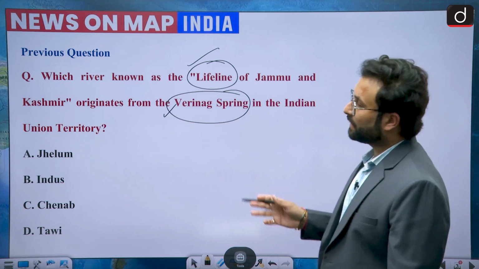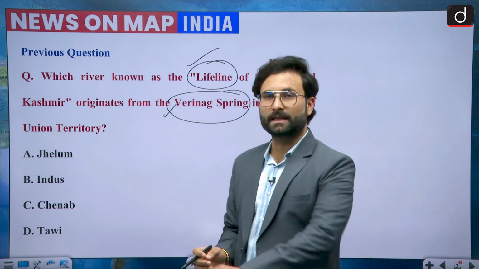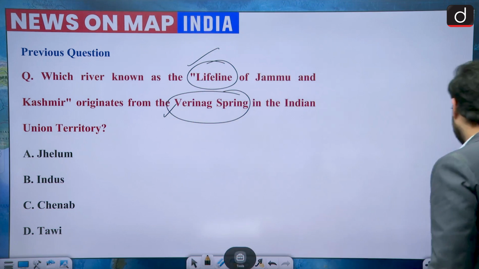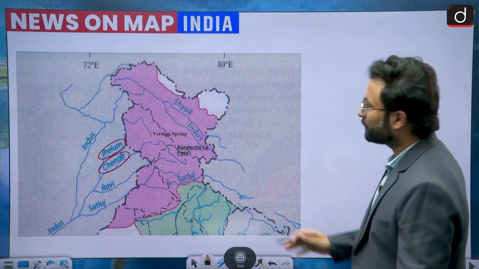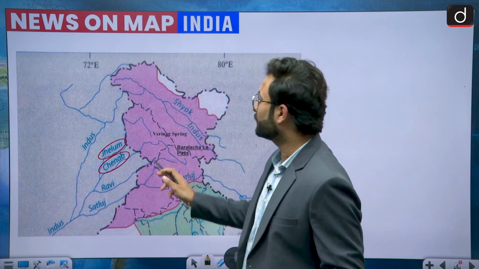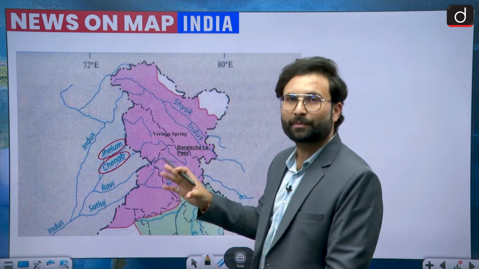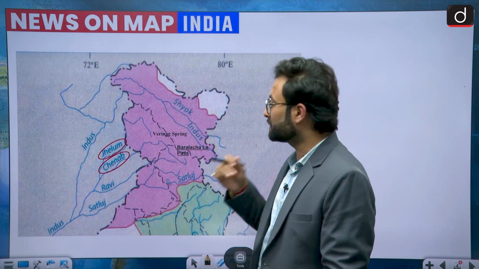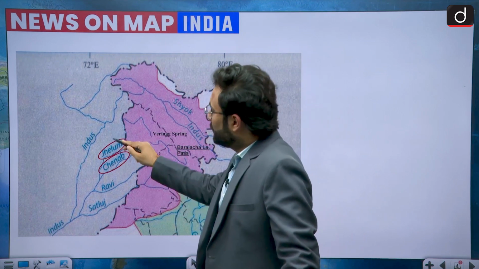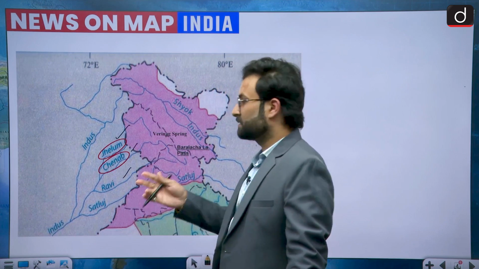Options are A. Jhelum, B. Indus, C. Chenab, D. Tavi river. Okay. So let's have a look at the map. Here you can see this is the area of Jammu and Kashmir, and here you can see there are few rivers that form the part of your Indus river water system. Main rivers are Jhelum, Chenab, Ravi, Byas, Satluj and Indus.